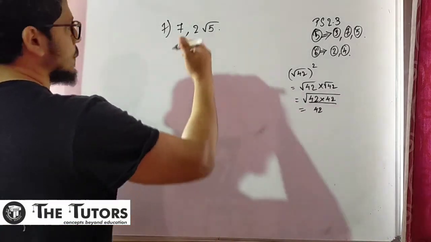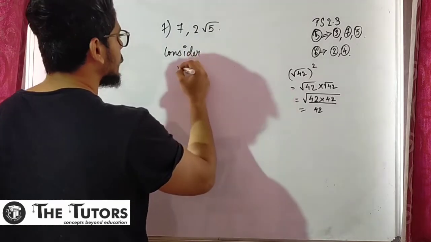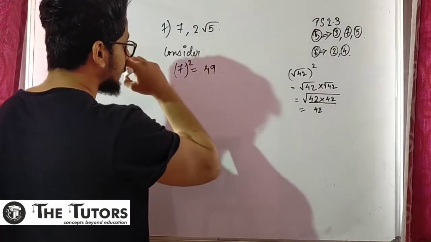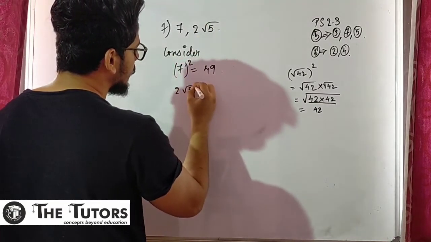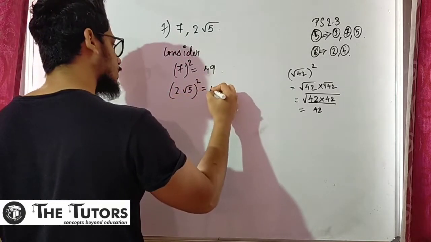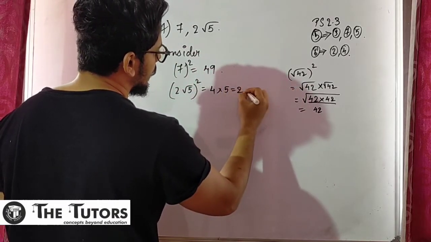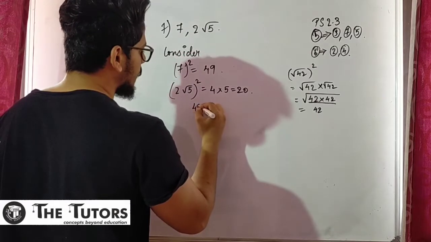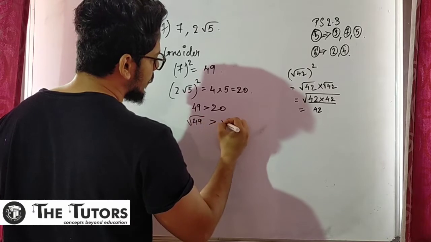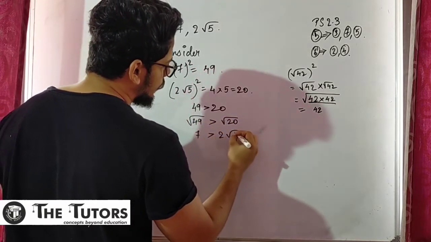Yes. So again you consider 7 the whole square. 7 square is 49. Then you consider 2 root 5 the whole square. What is square of 2? 4. Root 5 square is nothing but again 5. 4 into 5 is 20. Now you see 49 is greater than 20, which implies square root of 49 will also be greater than square root of 20, which implies 7 will be greater than 2 root 5.